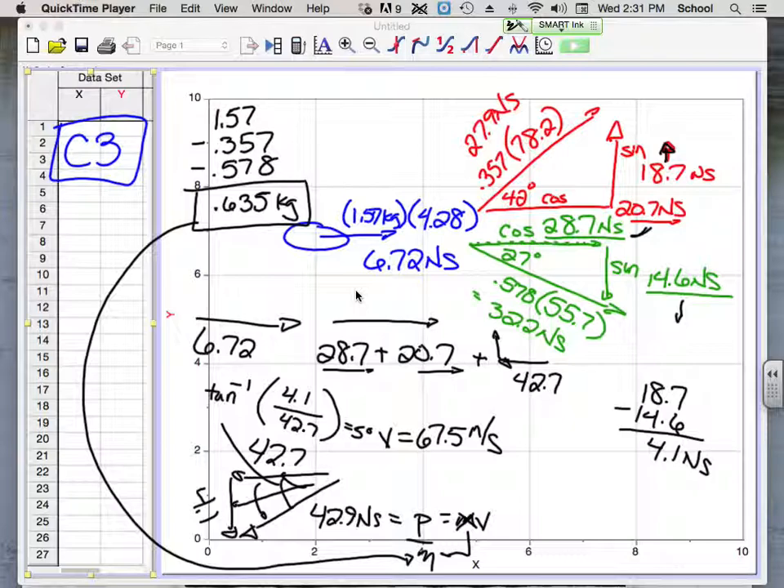Our original motion was this way, and if you think of backwards, compared to the original motion it is 5 degrees to the right of the original motion. It's hard to say, but you can see it in the drawing. It's 5 degrees this way compared to the original one. Great.